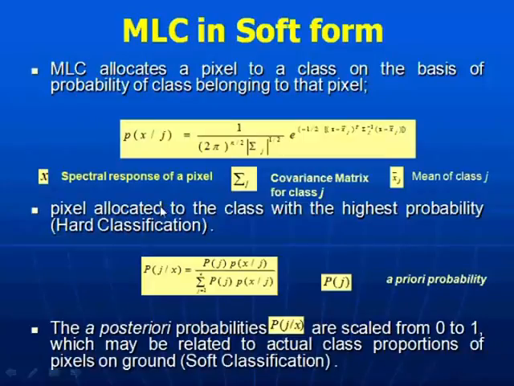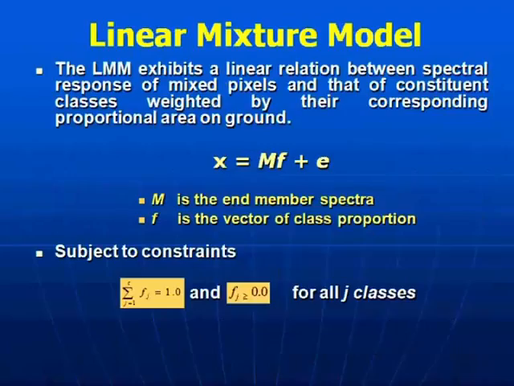Just to start with, for example, maximum likelihood classification can be used as a soft classification or subpixel classification strategy. In maximum likelihood classification, I am finding out the probability of a pixel belonging to a class. When these probabilities are scaled from 0 to 1, these posteriori probabilities can be related to actual class proportions of the pixels on the ground, which has been proved.